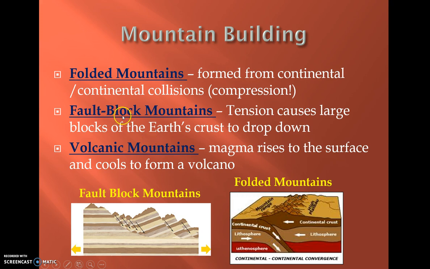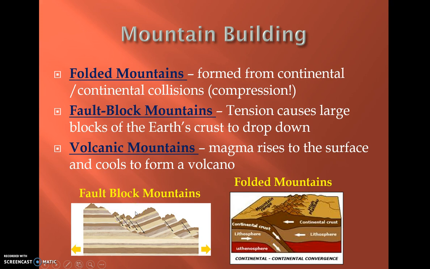Now, fault block mountains is when you have areas that slide down, tension's pulling these rocks apart. And when they pull apart, these areas slide down. And you see they kind of go off at an angle a little bit. But they're not formed because something is rising. They're forming because this area is going down, which makes this look like a mountain.